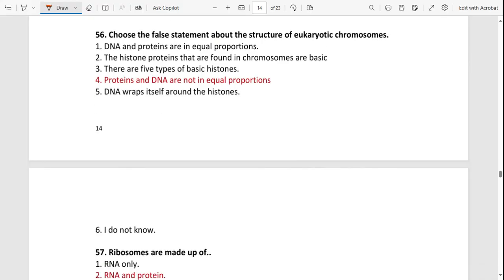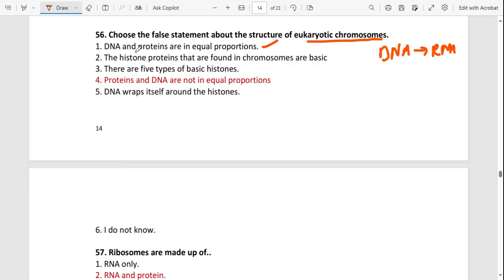Choose the false statement about the structure of eukaryotic chromosomes. In eukaryotic chromosomes, DNA and proteins are in equal proportion. Now, this is not true. Choose the false statement. DNA and proteins are in equal proportion. This is going to be true, yes. DNA is transcribed into RNA and that forms proteins.